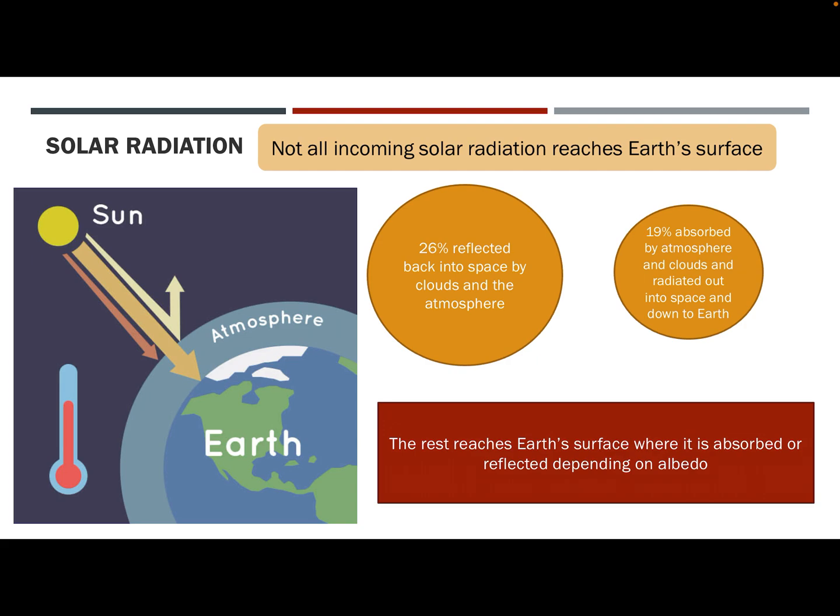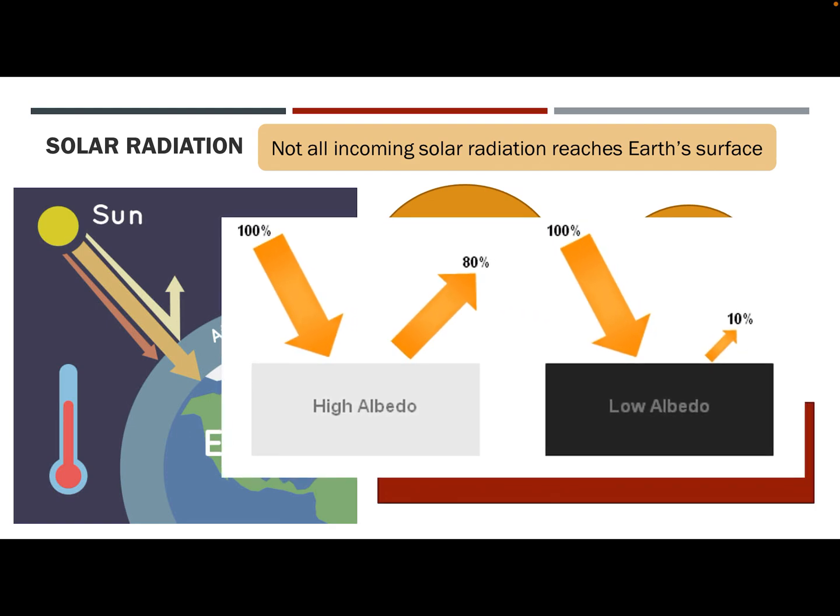So the incoming solar radiation, remember the term insolation from Unit 4, reaches Earth's surface where it is absorbed or reflected depending on the albedo of a surface. We've been throwing the word albedo around when we talked about the different surface materials in housing. So albedo is the amount of sunlight which is reflected off of a surface.